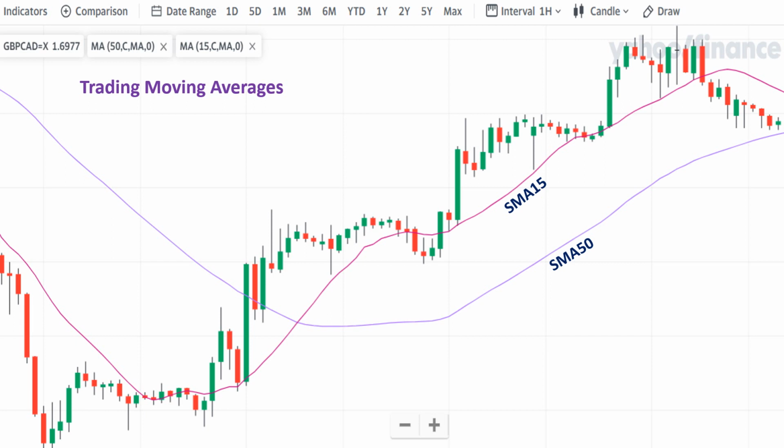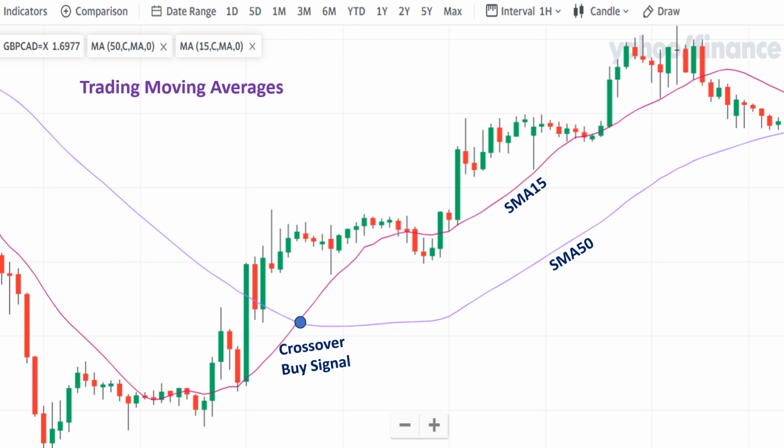The crossover of the SMA 15 above the SMA 50 is interpreted as a bullish signal, indicating a potential upward momentum, as evident in the graph, signaling an uptrend. Conversely, when the SMA 15 crosses below the SMA 50, it suggests a potential downtrend and generates a bearish signal.